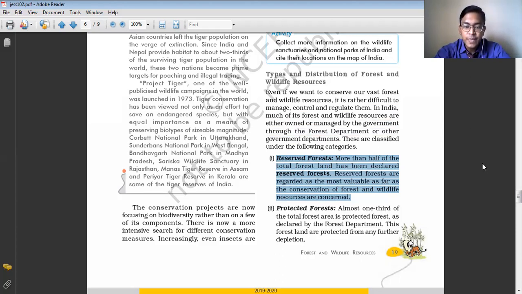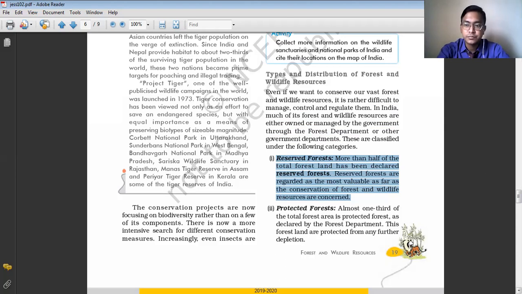In terms of importance, reserve forests are very important because these are the areas where some of the valuable endangered species of plants and animals can be found.